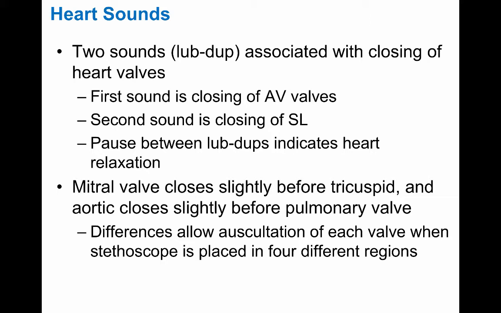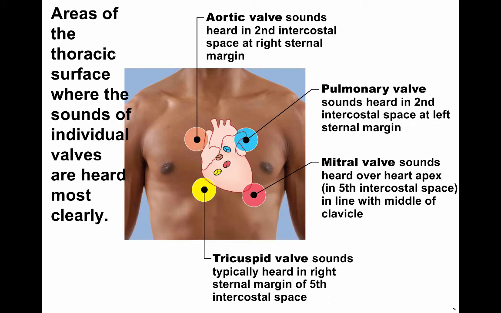The pause between the two sounds indicates the heart is relaxing. Now, the bicuspid or the mitral valve closes slightly before the tricuspid, and the aortic closes slightly before the pulmonary. And so these differences allow for the auscultation of each valve when the stethoscope is placed in 4 different regions. So that's the reason why when you go to the doctor, they move around the stethoscope to listen to different parts of the heart so that they can focus on different valves.